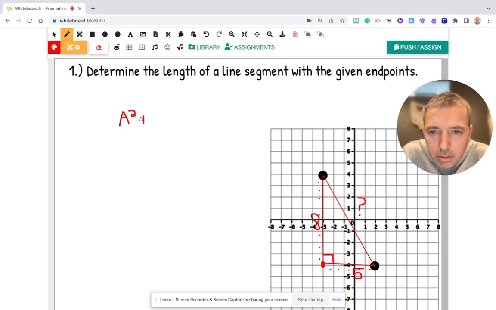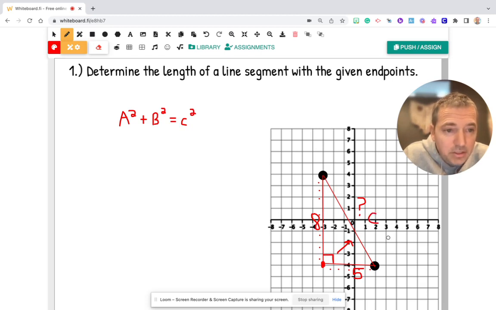But we still didn't label which side is which on this triangle. So again, the side across from the right angle will be side C. So if I do my little arrow, the side I'm going to be missing on all of these, that's a little hint for you, is always going to be side C. So that means that I can label the other two sides A or B. I'm going to label 8 as A and 5 as B.